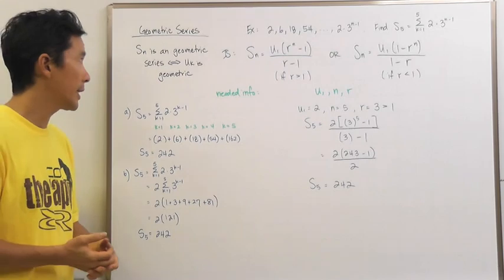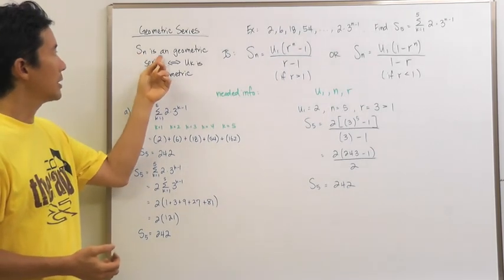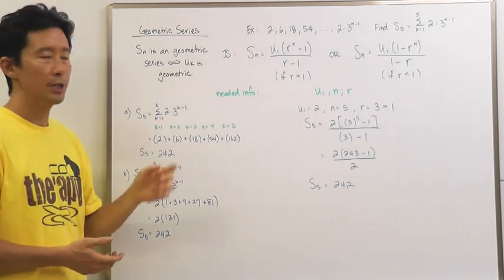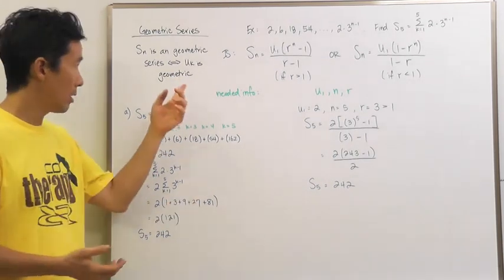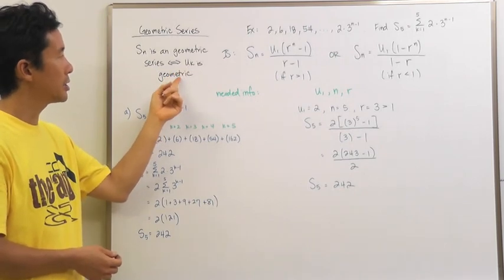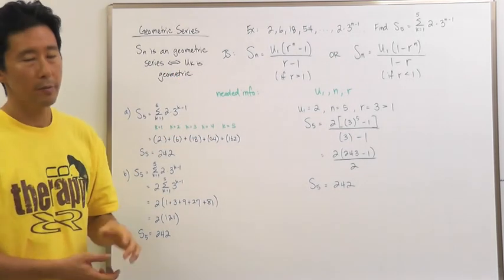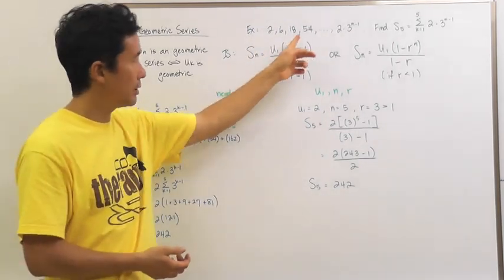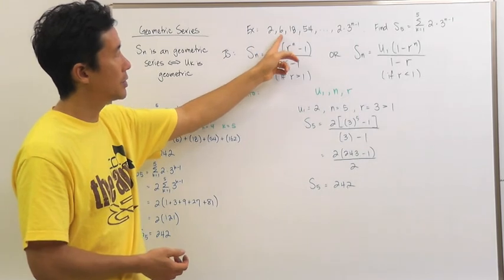Let's go ahead and define that again. We know that the series is a geometric series if and only if the sequence generator is geometric. Or also we can say that if the sequence generator is geometric, then the series will be called a geometric series.